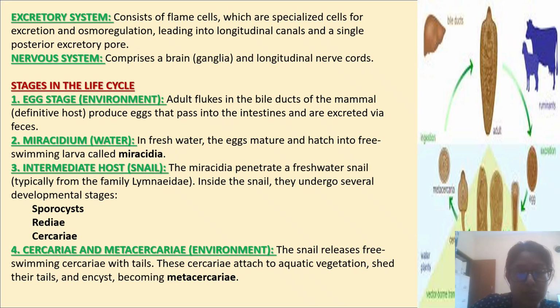Next, intermediate host stage. The intermediate host is a snail. The miracidia larva penetrate a freshwater snail, typically from the family Lymnaeidae. Inside the snail, they undergo several developmental stages, that is sporocysts, rediae, and cercariae larva. Cercariae and metacercariae larva: the snail releases free swimming cercariae with tails. These cercariae attach to aquatic vegetation, shed their tails and encyst, becoming metacercariae.